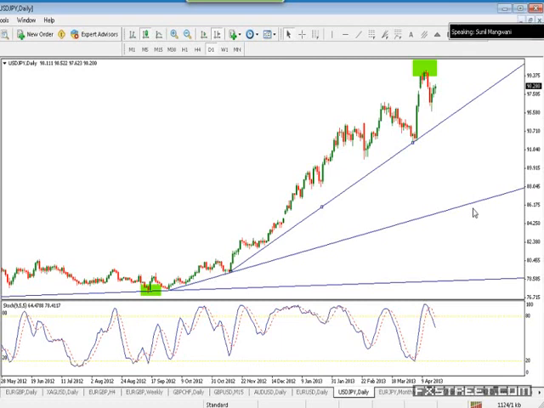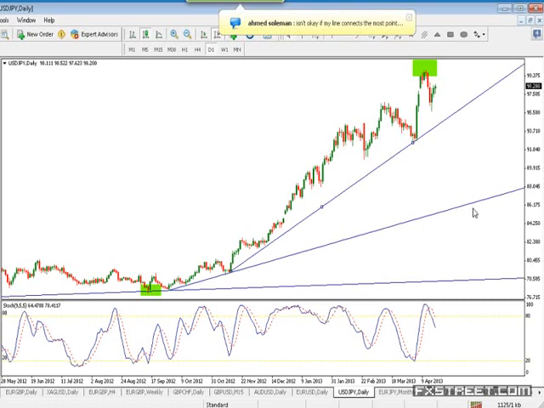Alright? I hope this concept is clear. See, it's not going to be very easy to understand it on the first concept because of the dynamic nature of trend lines.